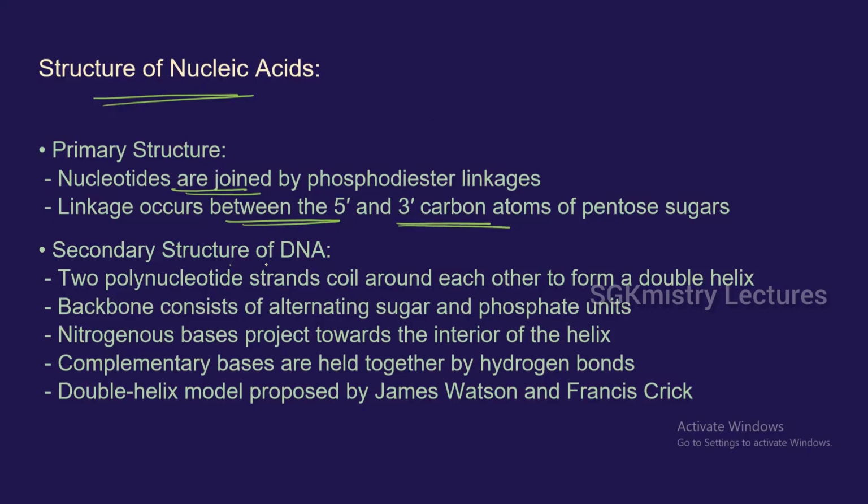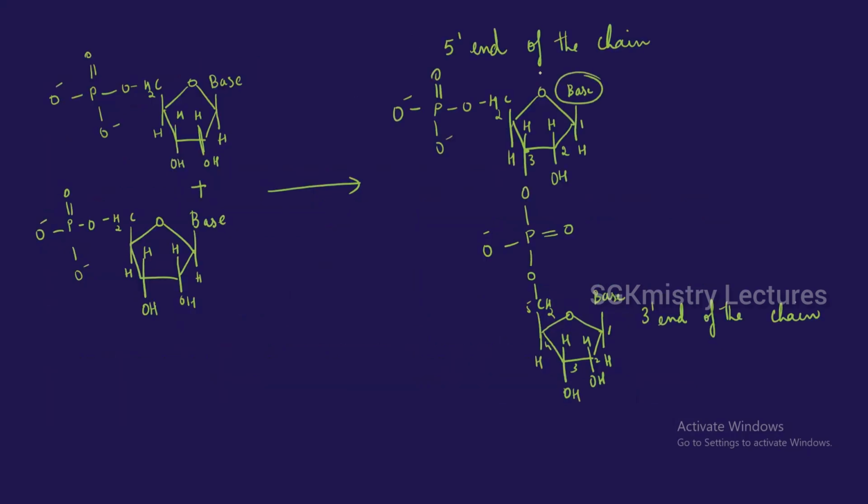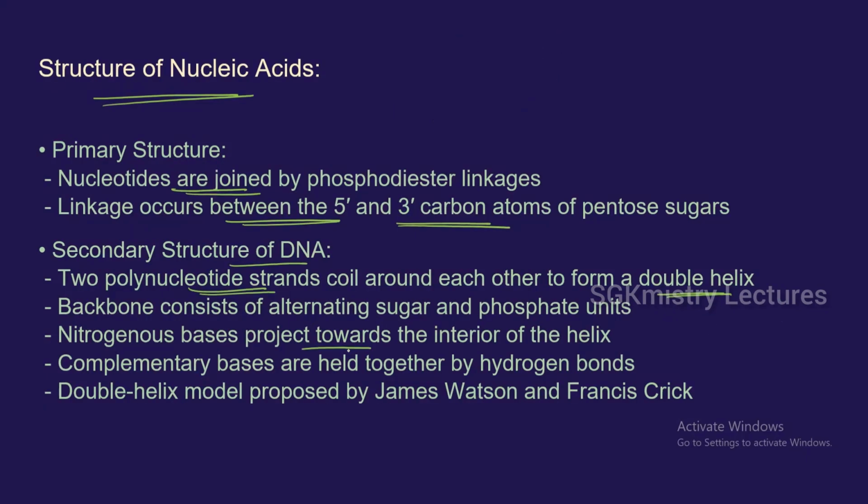Next, secondary structure of DNA. Suppose we have two such polynucleotide strands which are formed by joining the various nucleotides. They coil around each other and form the double helix. In the double helix, the backbone contains alternating sugar and phosphate units. The nitrogenous bases, here in this case, project outward towards the interior of the helix.